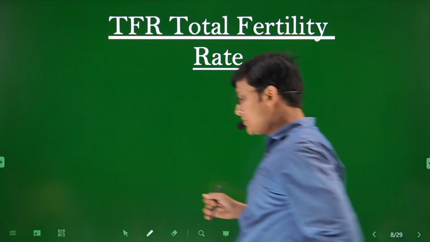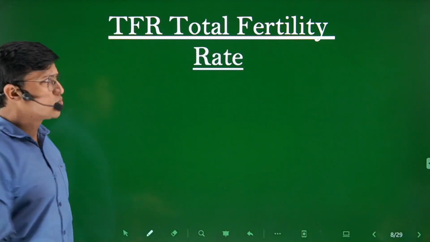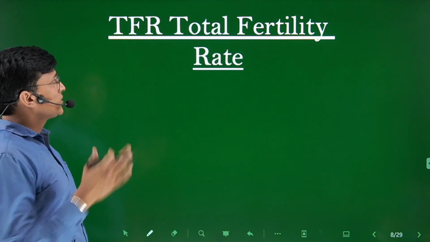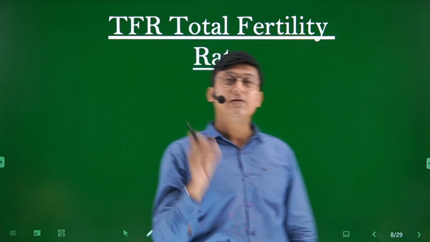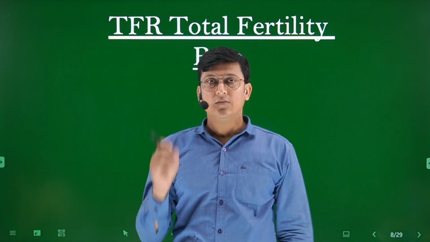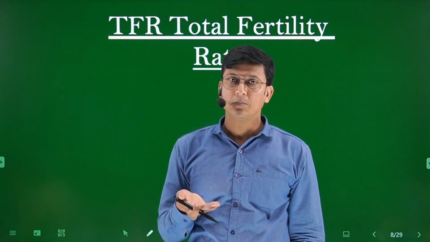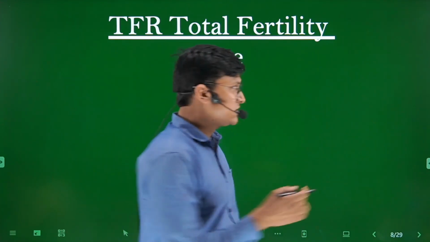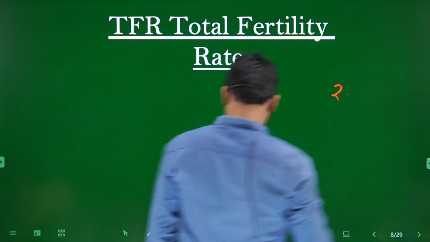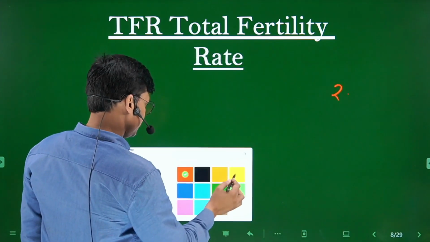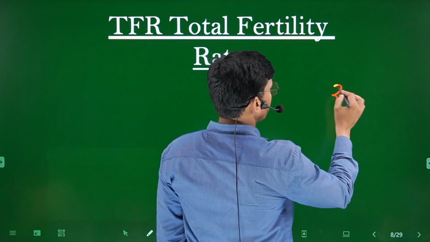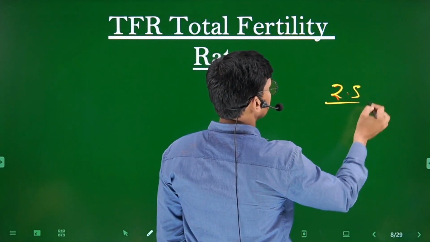Okay, let me discuss one more thing. TFR rate. You should know what is TFR rate. What is TFR rate? Total fertility rate. It is the average number of children which a woman produces in her lifetime. In India, in the last census, this TFR rate was 2.5.